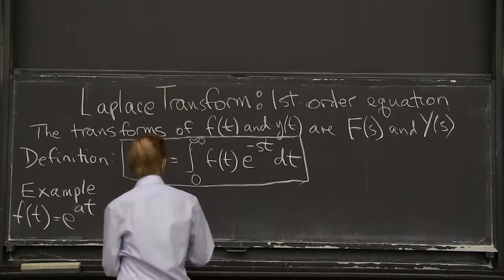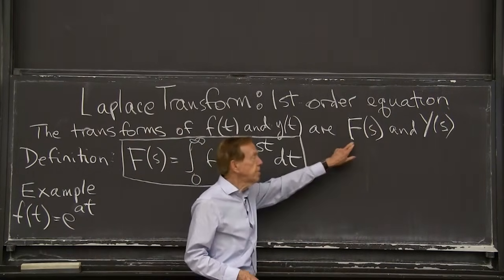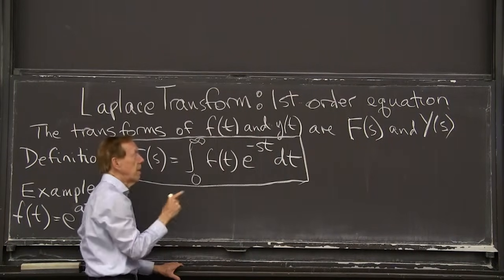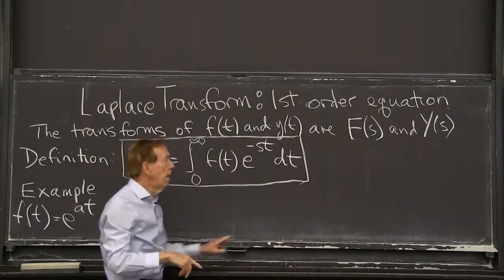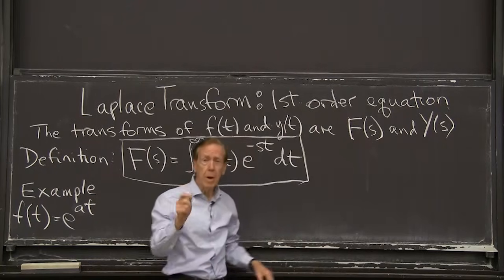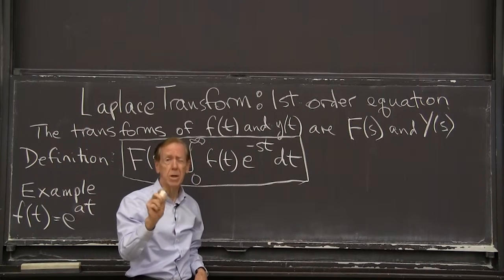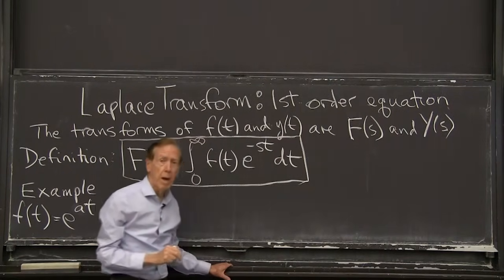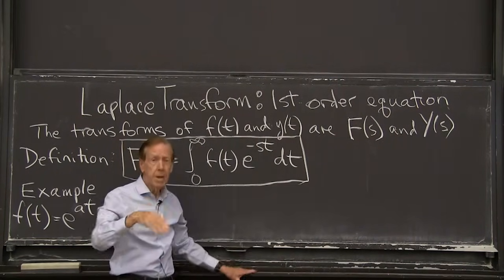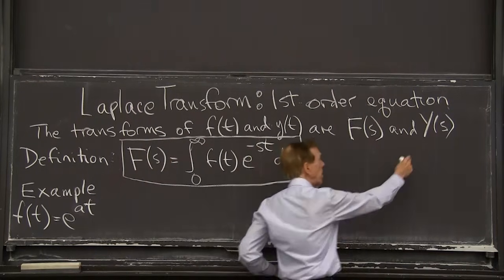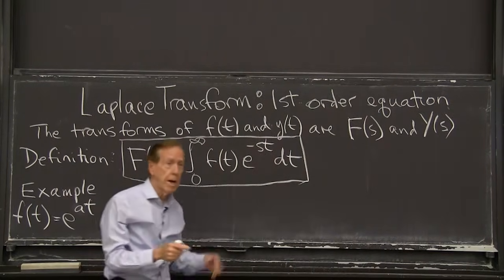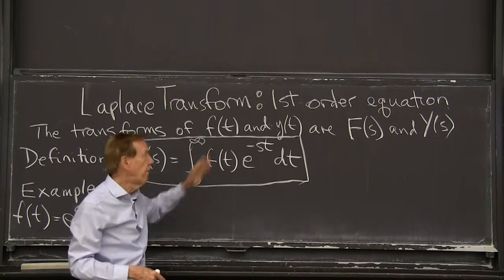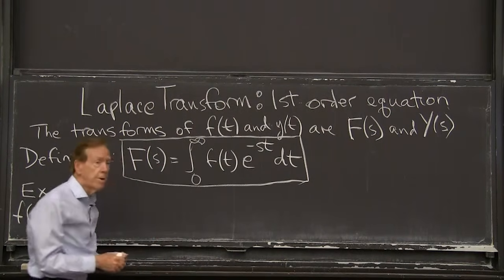So let me tell you what I use a capital letter for the Laplace transform of little f, a function of t. The transform is capital F, a function of s, and you'll see where s comes in. Or if it's the solution I'm looking at, y of t, its transform is naturally called capital Y of s. So that's what we want. We want to find y, and we know f. Okay. So can I do an example?